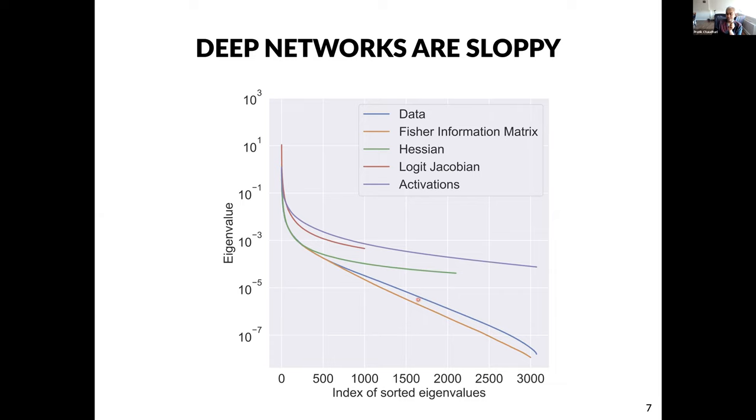The blue line shows the eigenvalues of X X transpose. So if you have seen principal component analysis, the blue line is exactly the eigenvalues of principal component analysis. There are 3072 eigenvalues because that is the upper bound for the rank of the matrix. And what you will notice immediately is that the eigenvalues of the data correlation matrix, or the input correlation matrix, drop very, very quickly.